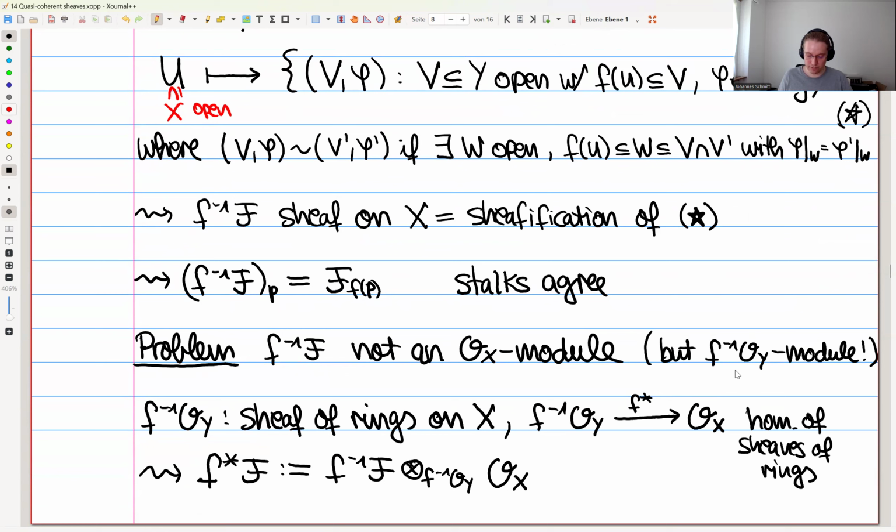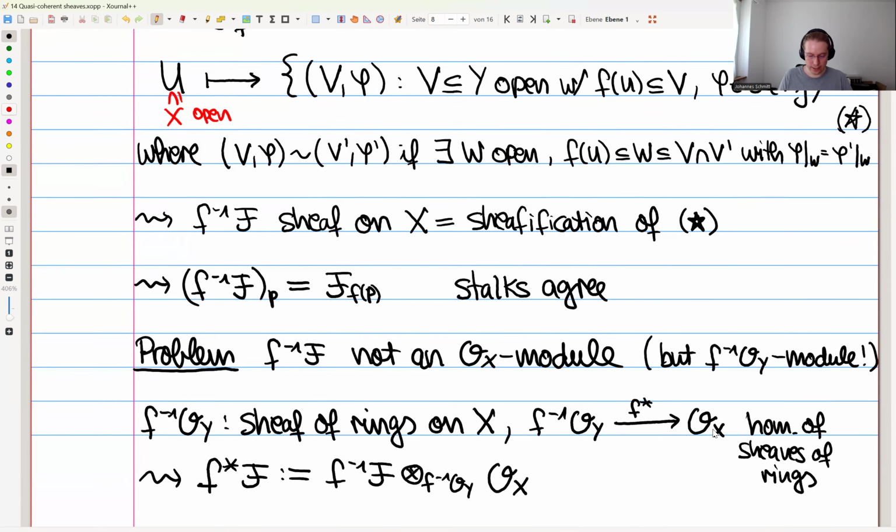This f inverse of OY has the additional nice property that it is a sheaf of rings on X, because OY is a sheaf of rings, and so you know how to multiply those sections. And so you also know how to multiply these sections here. And you get a homomorphism of sheaves of rings from f inverse of OY to OX.